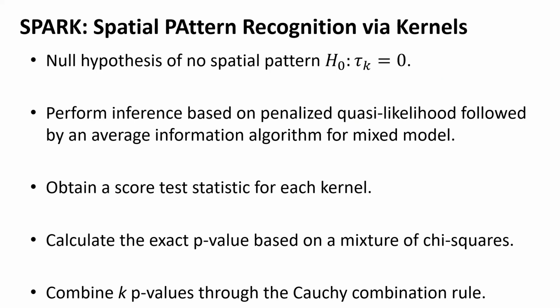Therefore, we're going to look at one kernel at a time. For each kernel K, we're going to test the null hypothesis that there's no spatial pattern, so the null hypothesis is that tau sub K is 0.